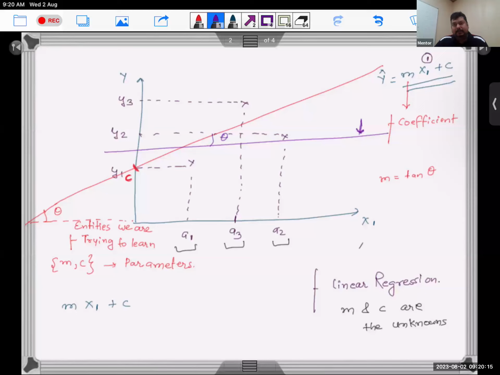And in trigonometry, how do we compute tan theta? If this is the perpendicular and this is the base, tan theta is given by perpendicular by base. Does that make sense? So this is what tan theta is. M is nothing but the coefficient which gives power to your feature x1. So M tells you the importance of the feature x1. And C is a constant which is added to every prediction. Let's see how to find this M and C.